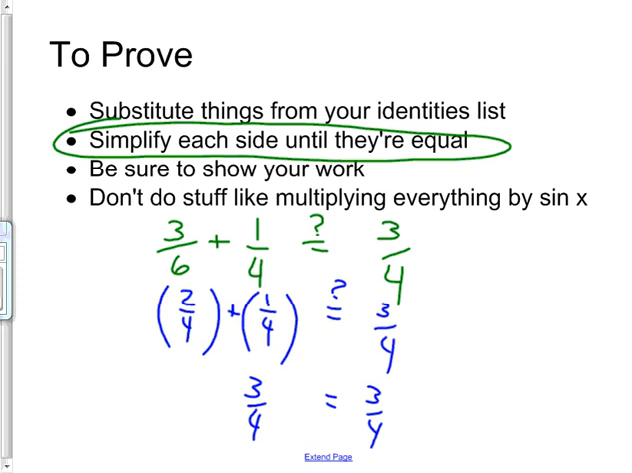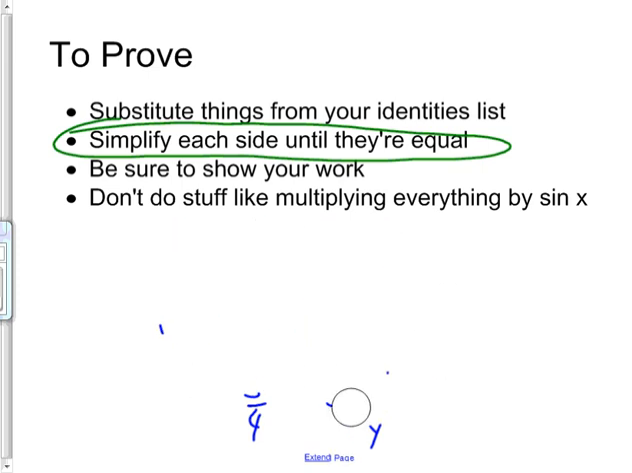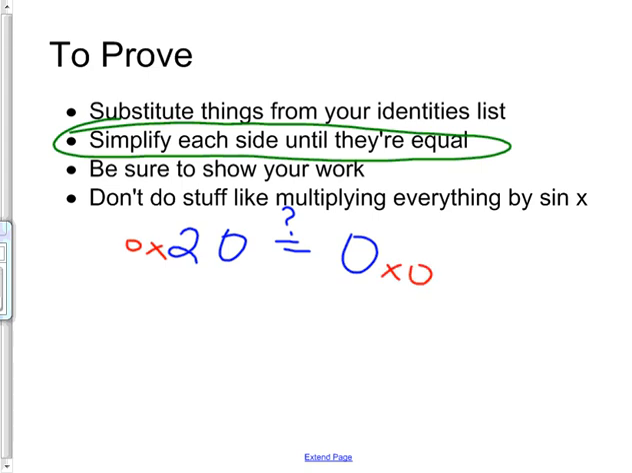Now, what can't you do on these that you can do on a normal equation? What you can't do is multiply through on everything. Like, for instance, let's say we had 20 equals 0 question mark. Would you agree that if I multiply both sides by 0, that I'll have 0 equals 0? So didn't I just prove that 20 equals 0? See what I mean? You can't do that in a proof. Okay, 20 is not equal to 0, obviously. So when you're proving stuff, you can't do this stuff to both sides deal. You're not allowed to do that.